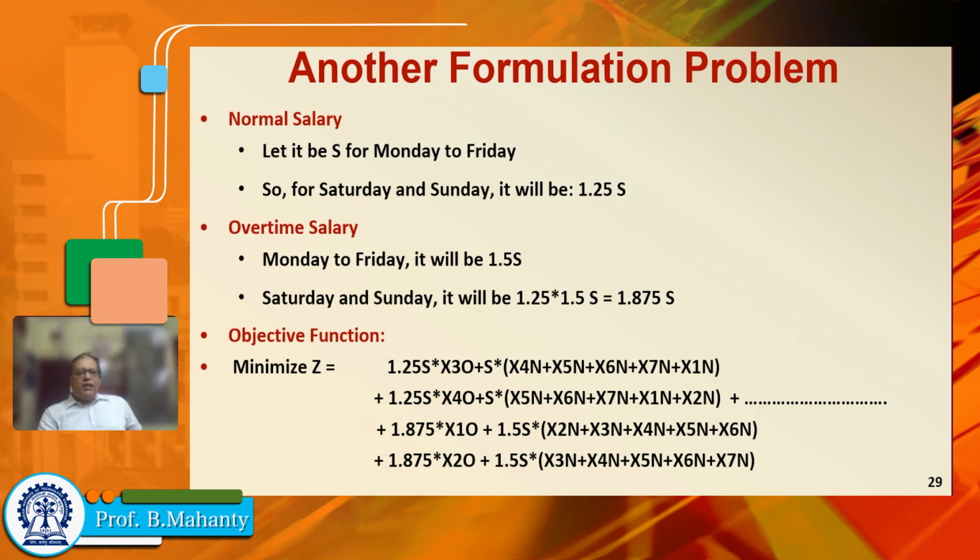So normal salary is S. All right, so on Monday to Friday. For Saturday and Sunday, it will be 1.25 S. Overtime salary will be Monday to Friday 1.5 S. Saturday to Sunday, it will be 1.25 into 1.5 S, so 1.875 S. So then from these figures, we can find out the objective function, right?